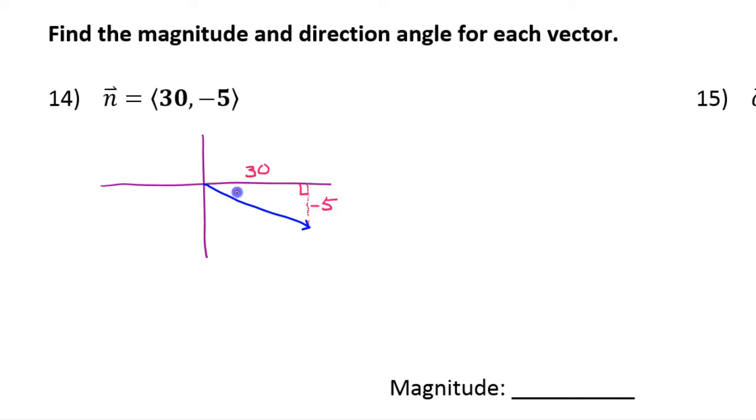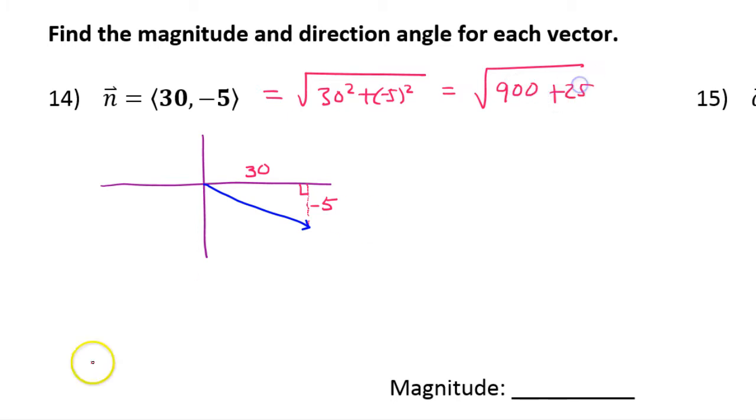First I should go ahead and just find the magnitude. The magnitude is simply going to be the square root of 30 squared plus negative 5 squared. That's how you find the magnitude. So this is going to be the square root of 900 plus 25, which of course is the square root of 925.